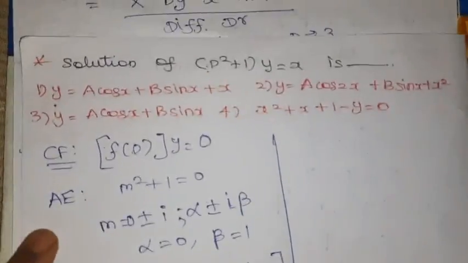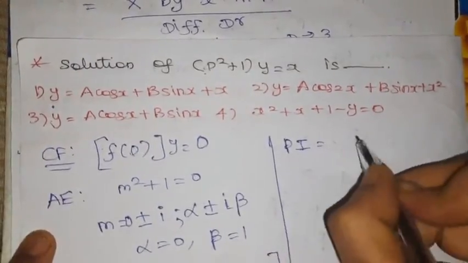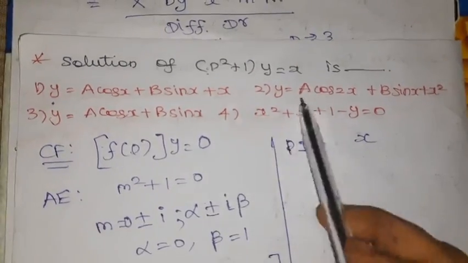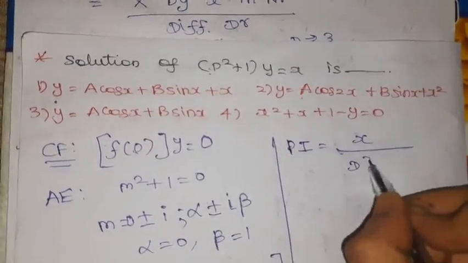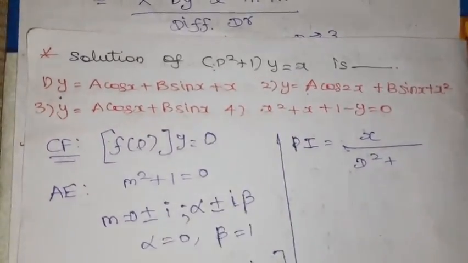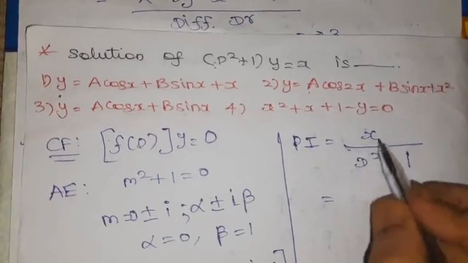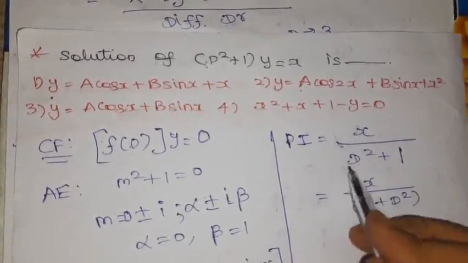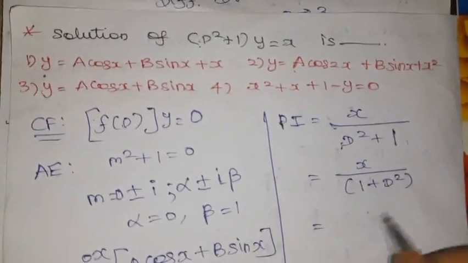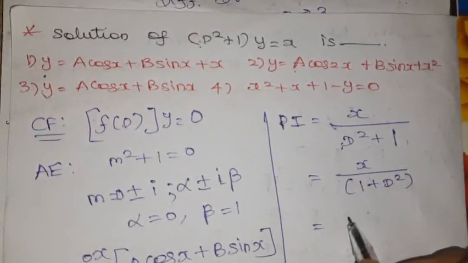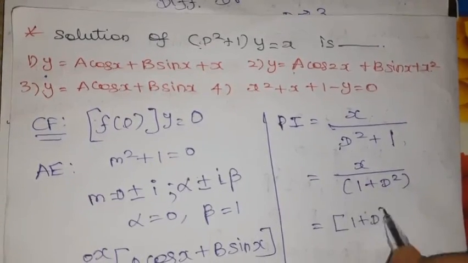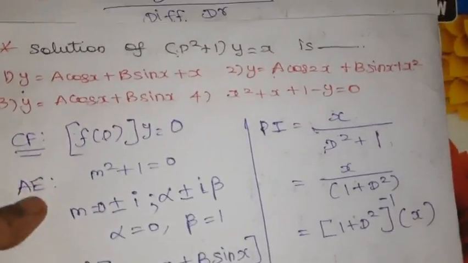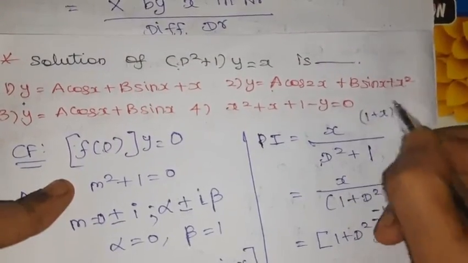Then we need to find out the particular integral. For the particular integral, we need to see the RHS. Whenever RHS is an x term, what should we do? We will see D. So x divided by D squared plus 1. This is the first procedure. See, the RHS is of type x. We should do 1 plus D squared. Just I am rearranging 1 plus D squared. Then it goes to the numerator as 1 plus D squared whole power minus 1 into x, right? So this is of the form 1 plus x the whole power minus 1.